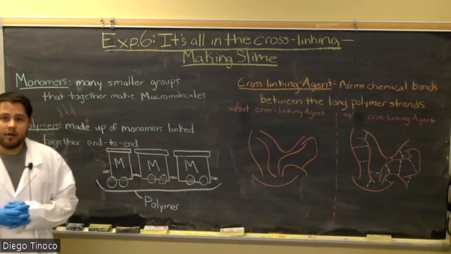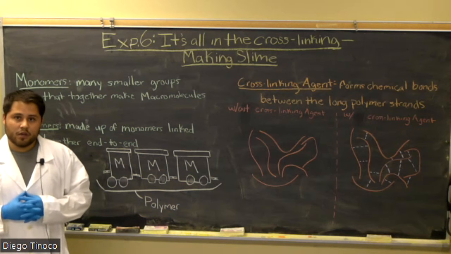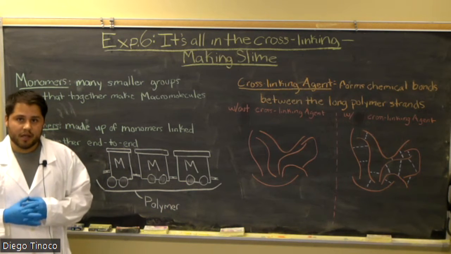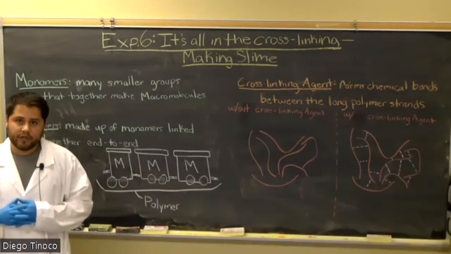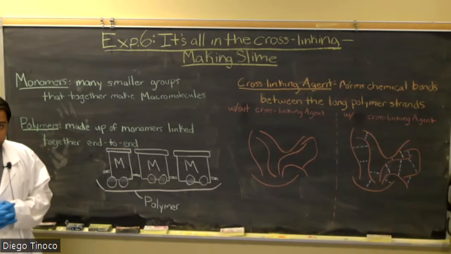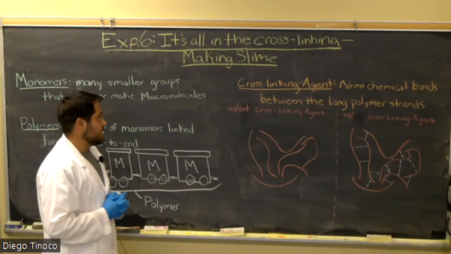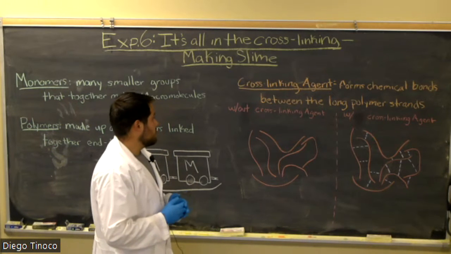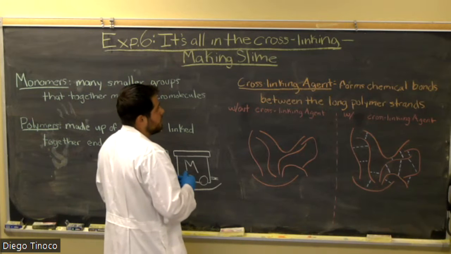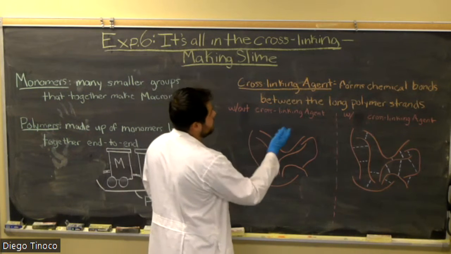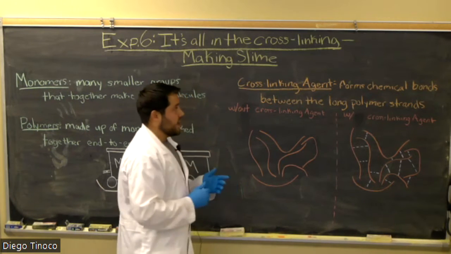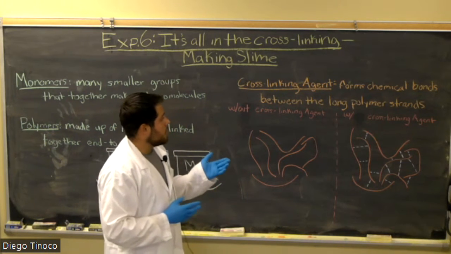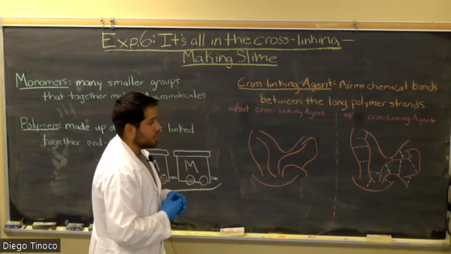The difference being that our train cars will have limited motion, giving us our train tracks, while polymer strands are free in motion. In this lab, we are going to see how those polymer strands will behave depending on whether a cross-linking agent is present or not. A cross-linking agent is going to help form chemical bonds between our long polymer strands.